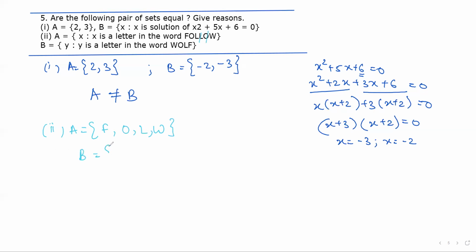B is the set of all the letters in "wolf": W, O, L, F. W is present in both, as are O, L, F. There is no repetition of letters, and the number of elements in each is 4. Definitely A is equal to B.